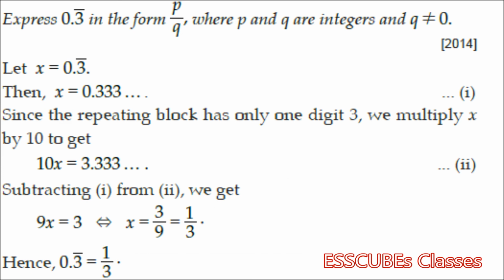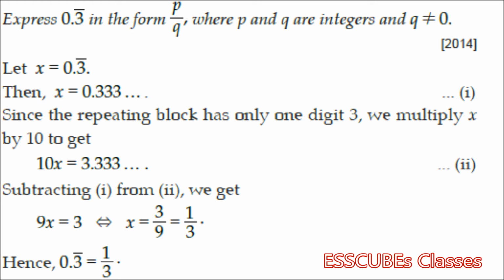If we are asked to express 0.3 bar in the form p by q, where p and q are integers and q not equal to 0, how can we do that? Well, this question again came in 2014, so this is an important question.